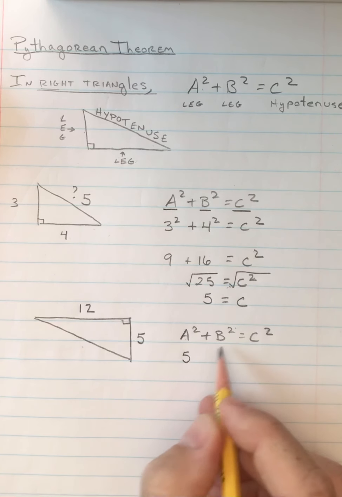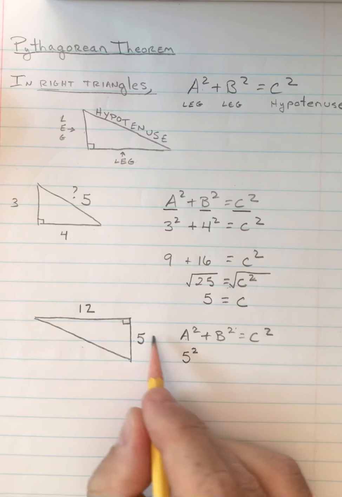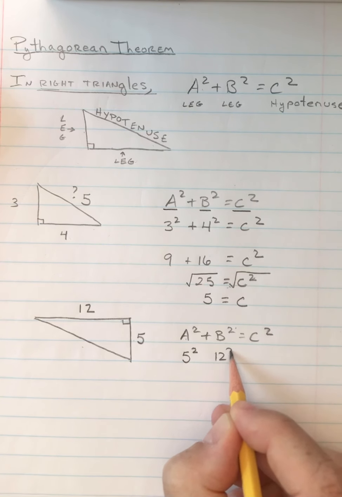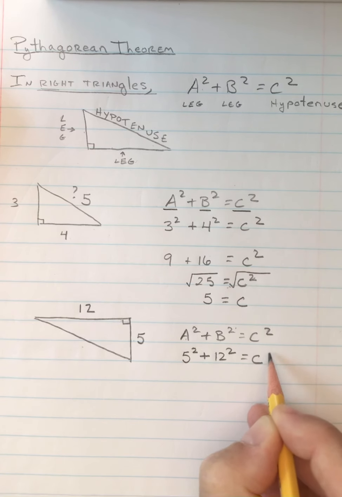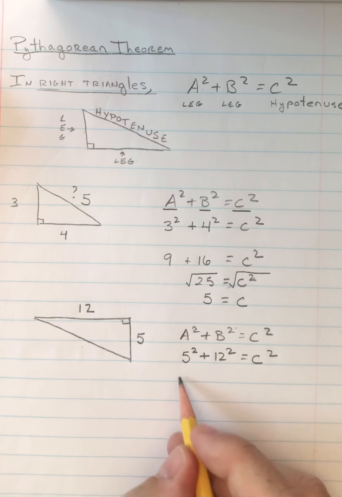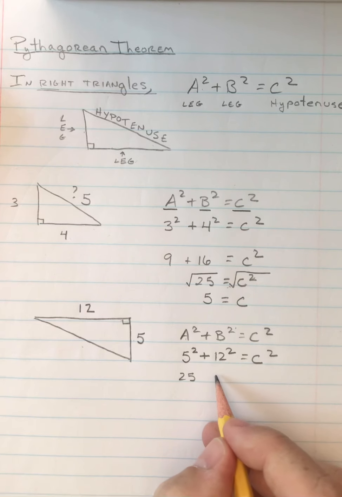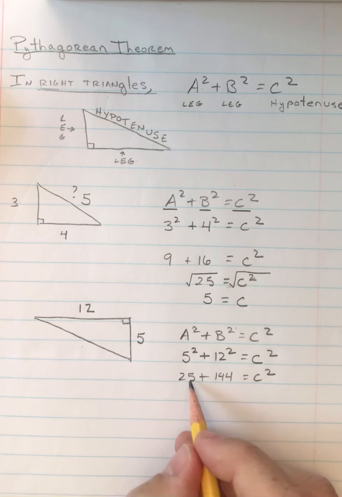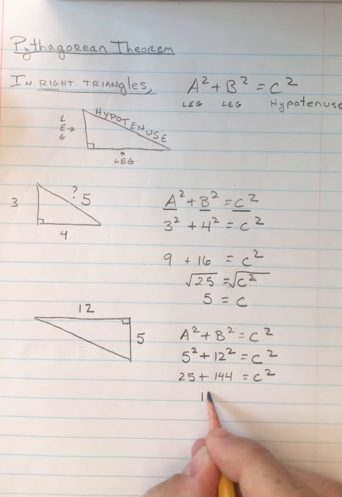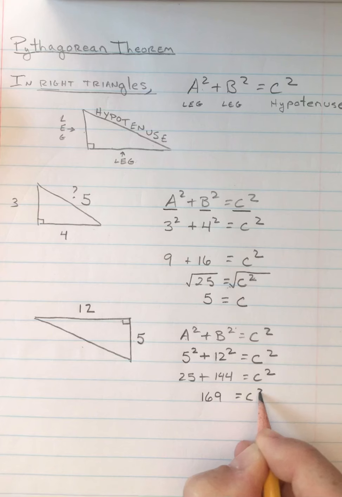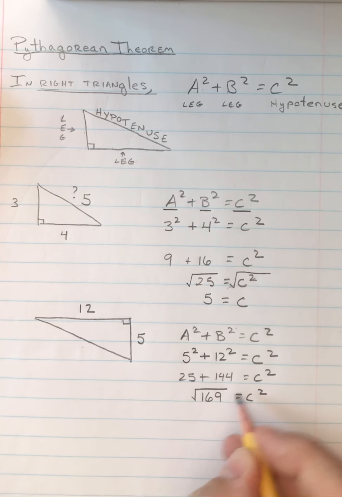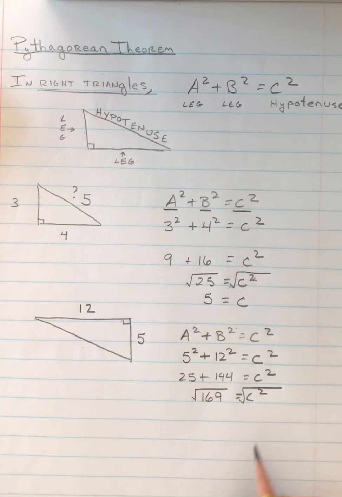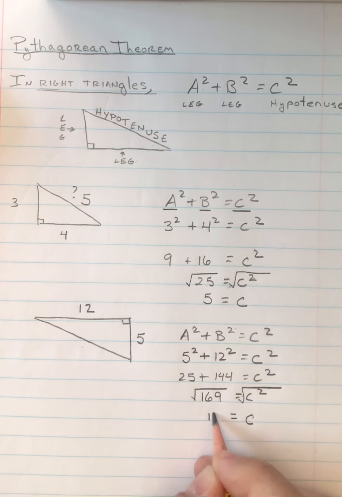One leg is 5, so square that. One leg is 12, square that. Add them together, and I will get the hypotenuse squared. 5 squared is 25. 12 squared is 144 equals c squared. 25 plus 144 is 169 equals c squared. And if I take the square root of both sides, that's how you solve this. These two cancel again. I get c equals 13, because the square root of 169 is 13.